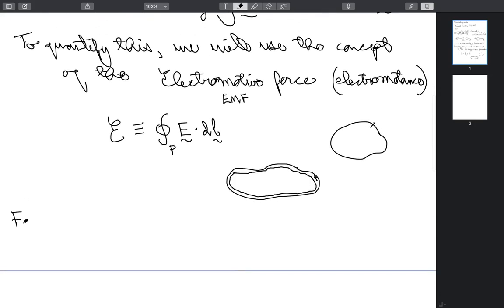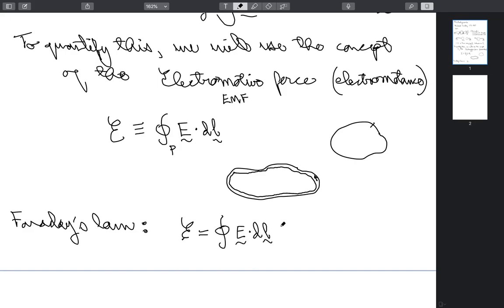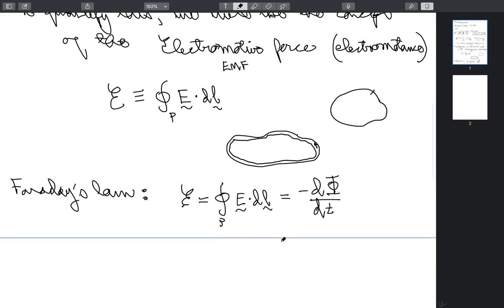So Faraday's law, what it says is that the electromotive force around a circuit is, we just wrote this, right? So the integral of E dot dl. What is this? It's the negative of the change of the magnetic flux through the surface defined by the path as a function of time. Okay?